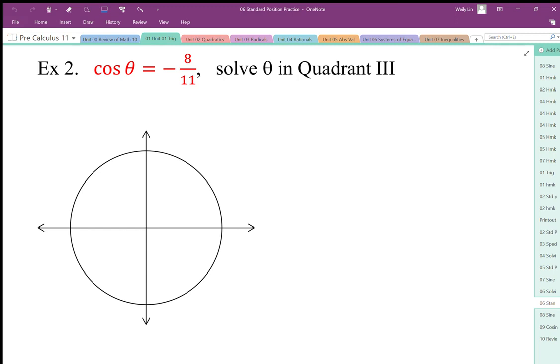So example 2 gives a cosine value. So again, we should think x, and cosine's negative, so we should be thinking negative x, so it should be located in quadrant 2 and 3. Now, the question does give us the quadrant, so that's very important. So although we have to consider two angles, we're only going to give one angle as the solution.